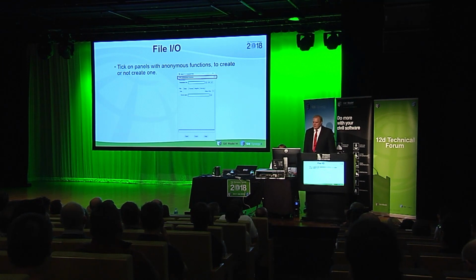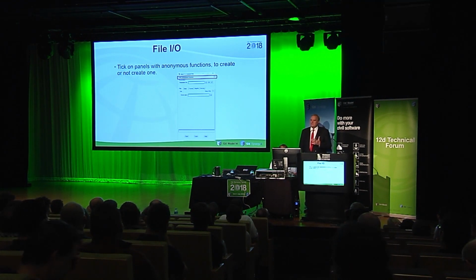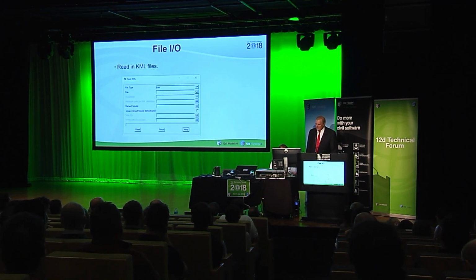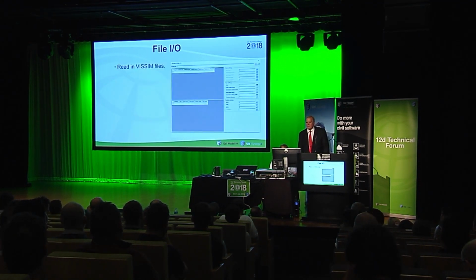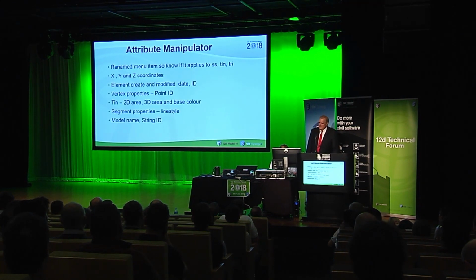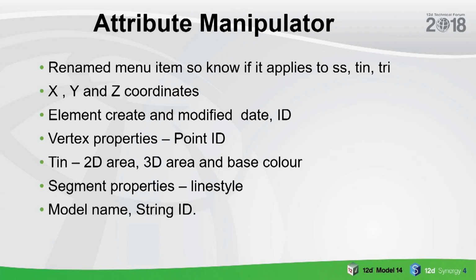All these file IOs that have an anonymous function, there is a tick on each of the file IOs to say do it or not. There's not just one for all of them. It's not all is one. You can read KML files. You can read InVism files. There's a whole lot of stuff for the attribute manipulator. We just keep putting that in all the time.